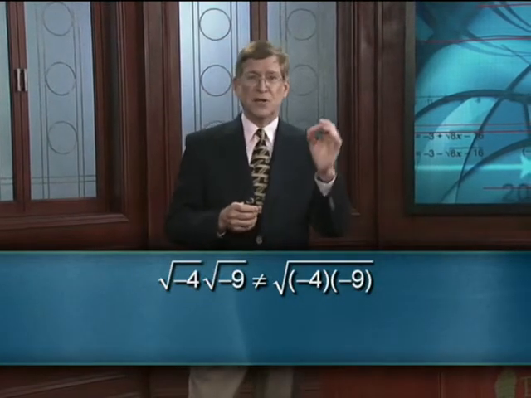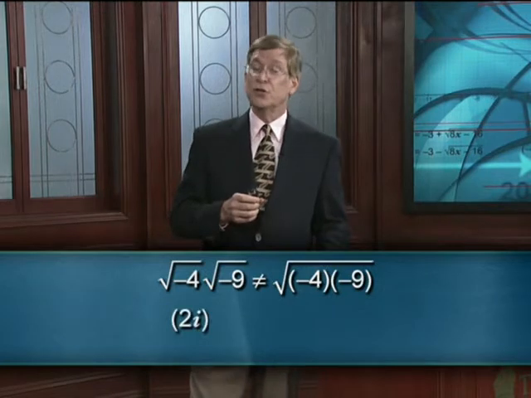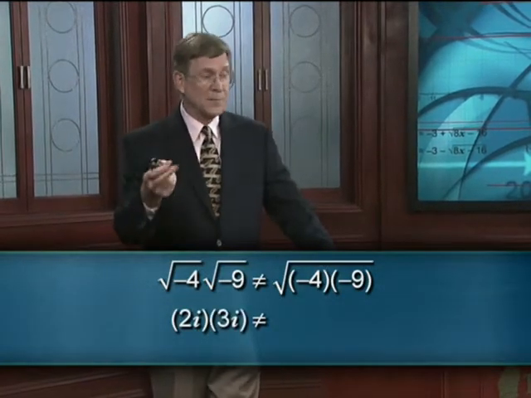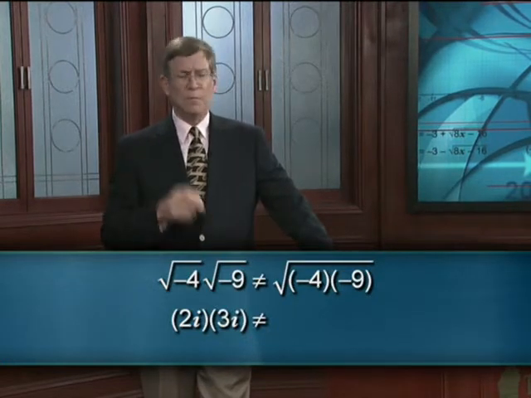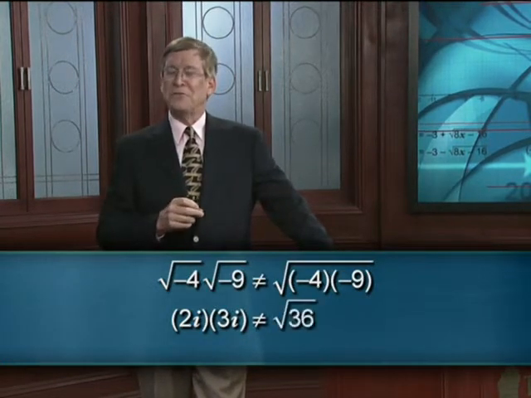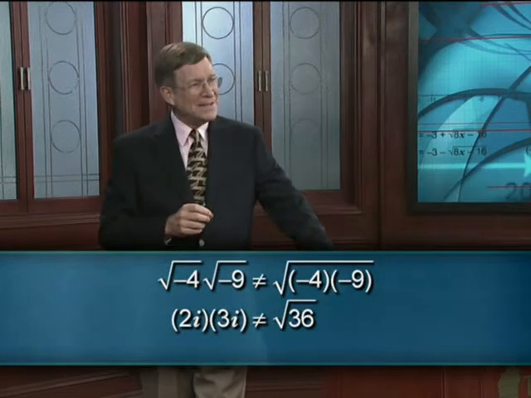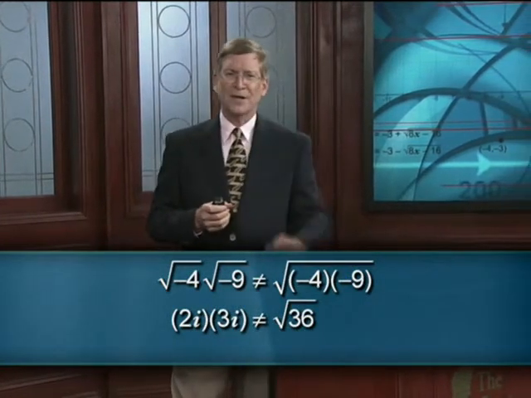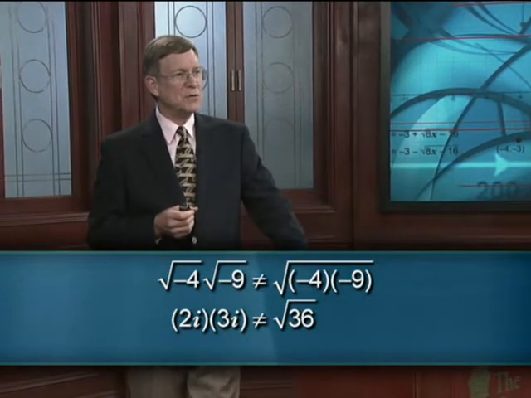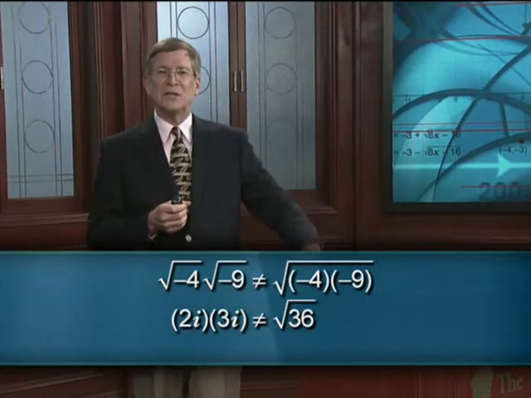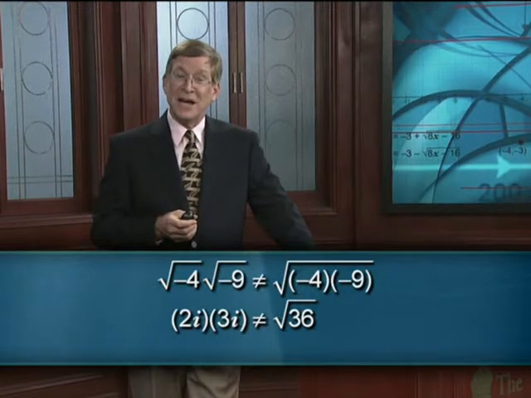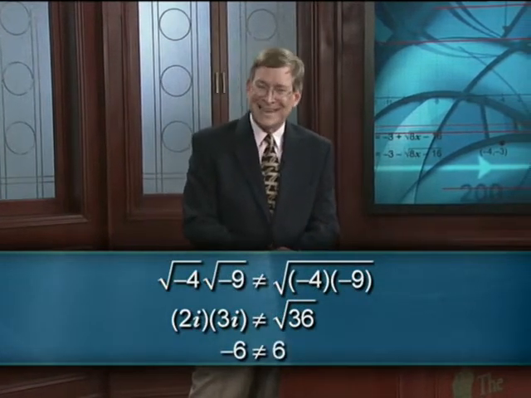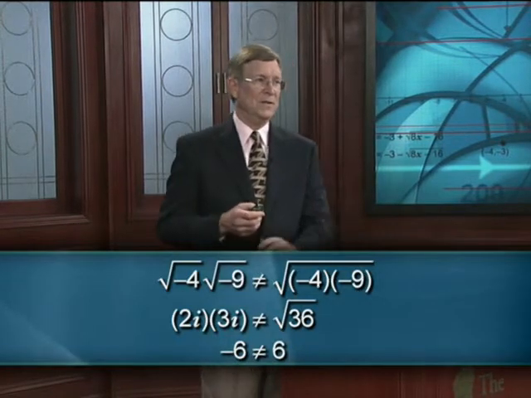So the left-hand side, the square root of -4 is 2i, and the square root of -9 is 3i. But what about the other side? Well, -4 times -9 is 36. So the right-hand side is square root of 36. Okay, what's the left-hand side? 2 times 3 is 6. i times i is -1. The left-hand side is -6, but the square root of 36 is 6, so they aren't equal to each other.